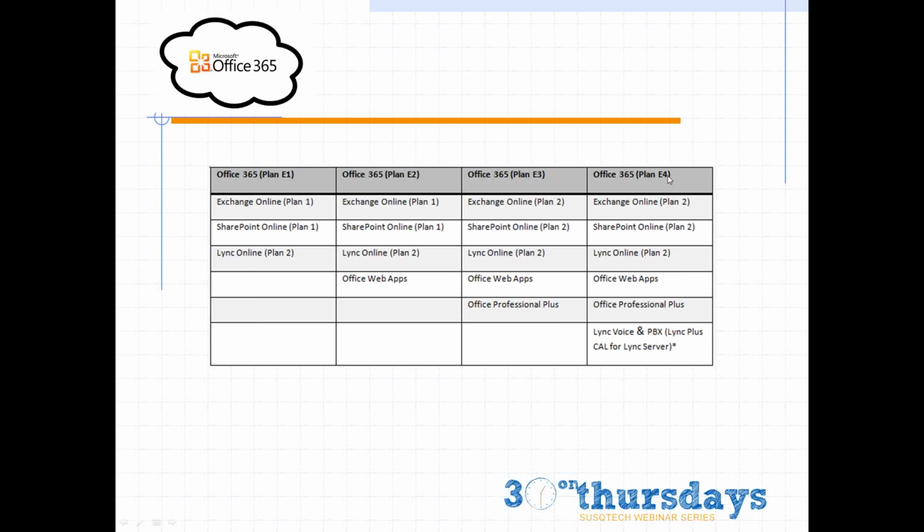Step that up one more notch and you get the E4 plan, which gives you the Link Voice, Link Plus, and some additional functionality here. So depending upon what your organizational needs are, you can choose between the different plans that are right here. And the great benefit to this is that all this is in the cloud. You don't have to worry about the upkeep of that server, maintenance, and everything that goes along with that.